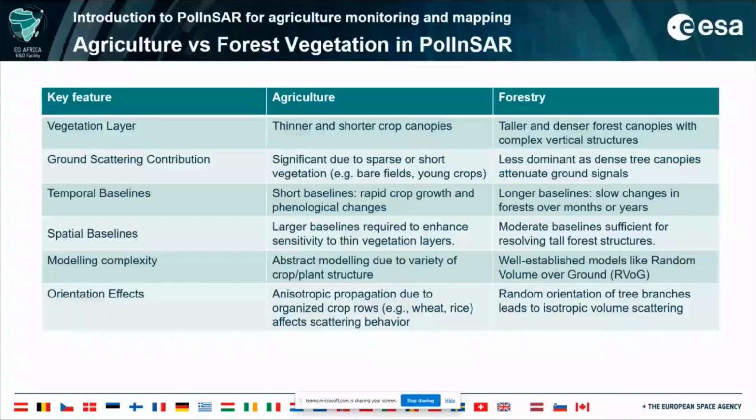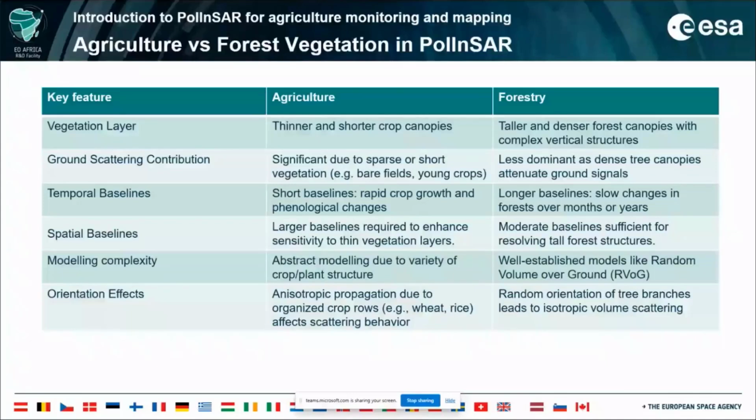Such as in crop growth and phenological stages over short periods. So the short baselines are useful for agriculture. And in forestry, on the other hand, the long baselines are more suitable because the changes are relatively slow in forest environments, over months or years. Larger baselines are needed to enhance sensitivity to thin vegetation layers, while moderate baselines suffice for tall forest structures.